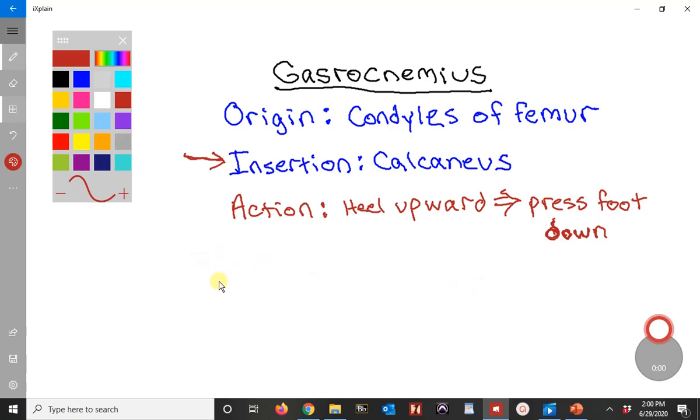Okay, so that should get you started. I'll put some more videos up here in a little bit with all the rest of the muscles and everything for the legs, and I'll go a little bit faster here in a couple of hours. But I wanted to get you started so you could understand the difference between origin and action, or origin and insertion, and what that has to do with action. So I hope that helps.